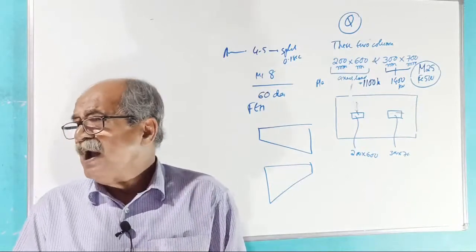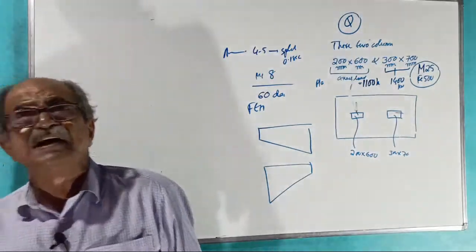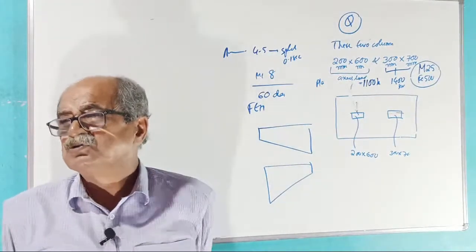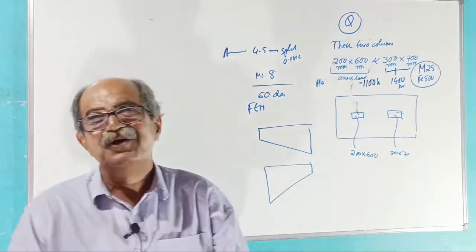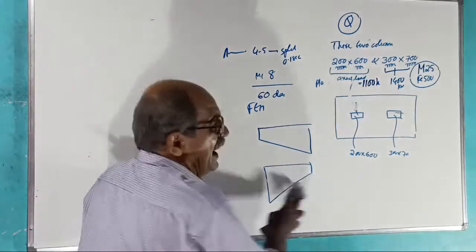Yes, the moment distribution method is called the successive approximation of the slope deflection method. That's all. Further I won't discuss. Okay, leave it.